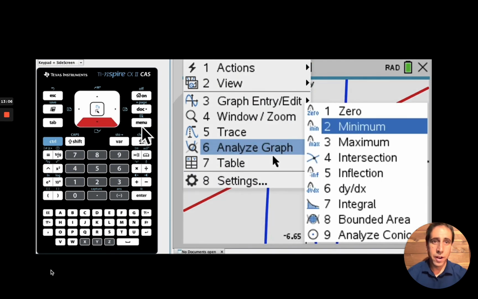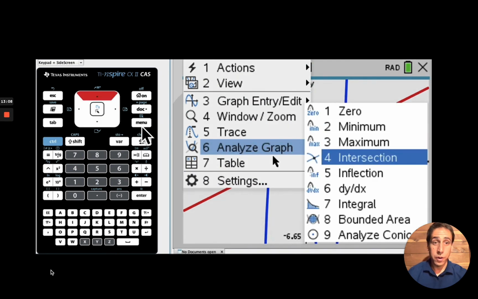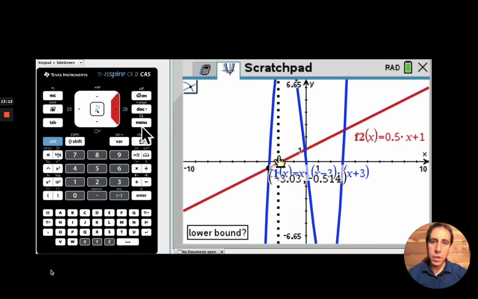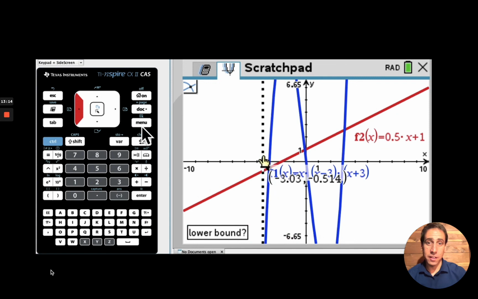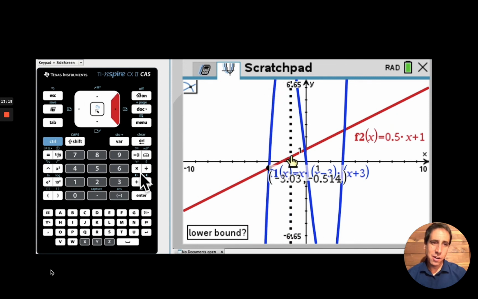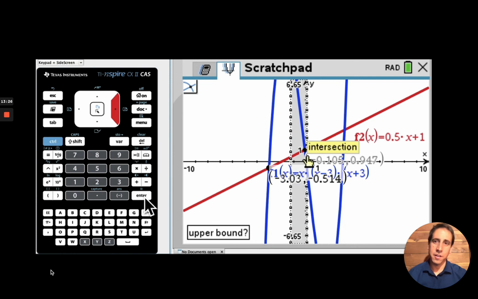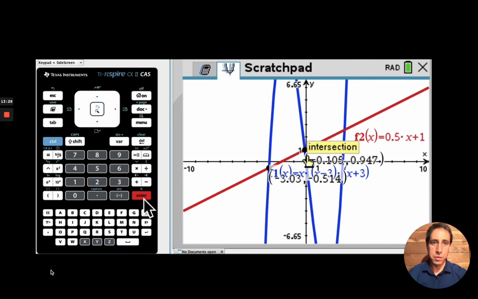Again, analyze graph for intersection. It wants the lower bound. You can see on the left-hand screen it's saying lower bound because you need to narrow its focus. Let's focus between there, press enter, and then go to the right a bit more. We know there's an intersection right there. Press enter. Boom. And there it gives you the next intersection.